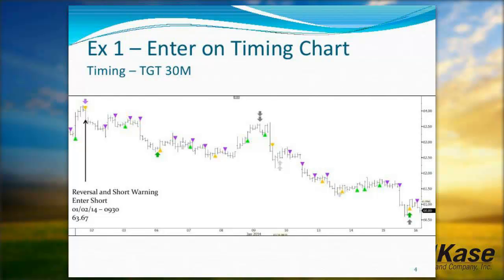Now, if we hadn't taken a short at that point, if we treated this as a warning, what we would normally do is wait for the pullback and the second signal. And when we get that pullback, we want that pullback to hold the previous swing high.